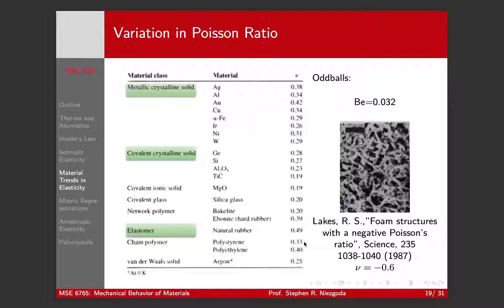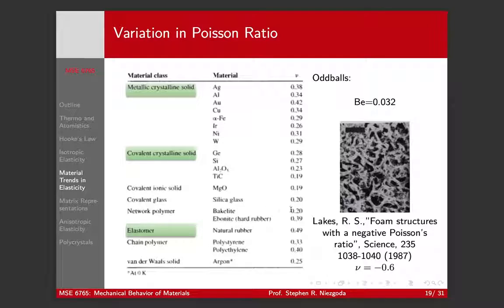The variation in Poisson's ratio across materials. I mentioned that for crystalline solids, the Poisson's ratio is approximately 0.3, right? You can see that works for a pretty good range of metals. There's some odd ones. Beryllium has a Poisson's ratio that's very, very low, very close to 0. Covalent solids also tend to be about 0.3. Ionic bonded materials tend to be a little bit lower. So the greater the ionic character, the smaller the Poisson's ratio, as just general trends. Glasses have pretty low Poisson's ratio.